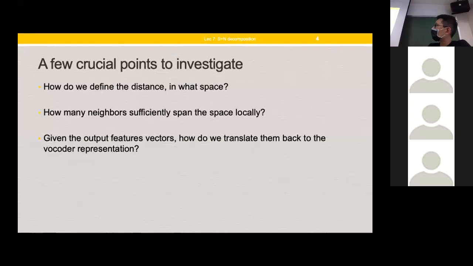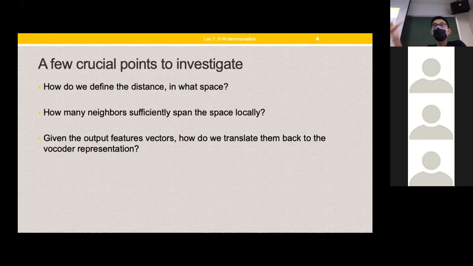Okay, so the second issue really comes down to deciding how many neighbors to use in the nearest neighbor method, KNN. How many nearest neighbors do we pick? That's the question. In the paper, the author suggested that we pick 1024 neighbors, but the space really is only 72 dimensional.